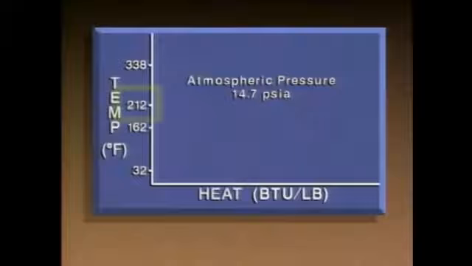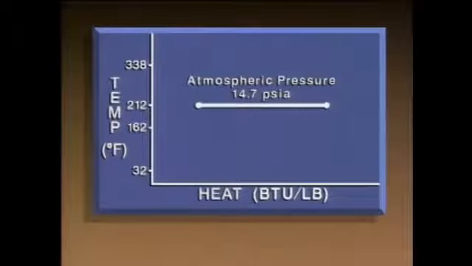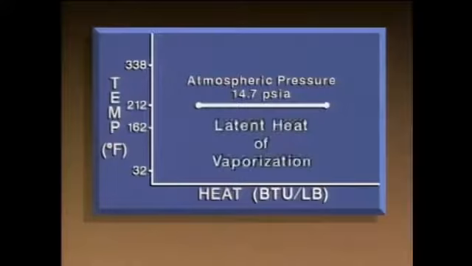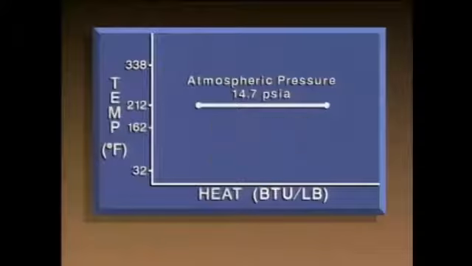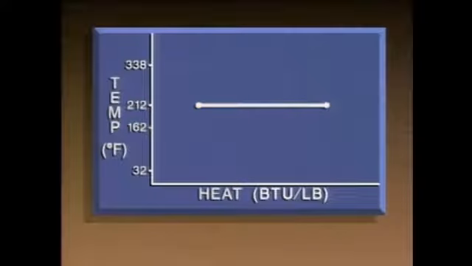At atmospheric pressure, water starts boiling at 212 degrees Fahrenheit. On our graph, this is the point at which water first starts boiling at atmospheric pressure. And this is the point at which all the water is boiled into steam. This line represents the amount of heat required to boil all the water. So this line represents the latent heat of vaporization. For 1 pound of water at atmospheric pressure, it takes about 970 BTUs of heat to boil all the water into steam. Now let's take an example in which the pressure is less than atmospheric.